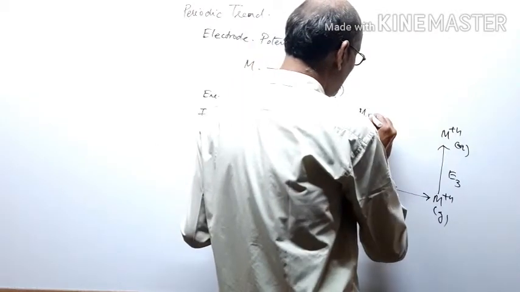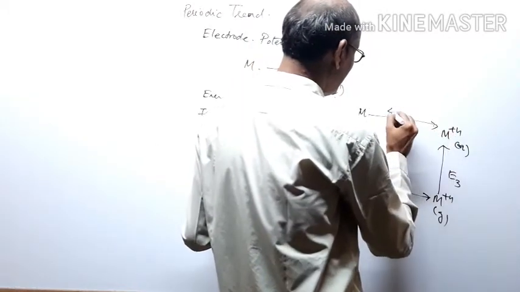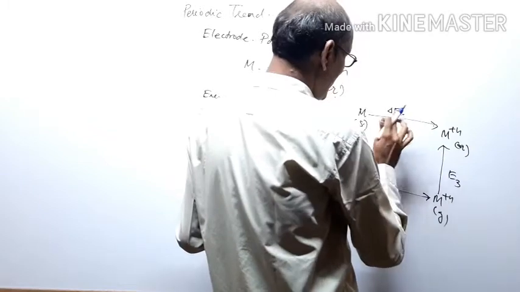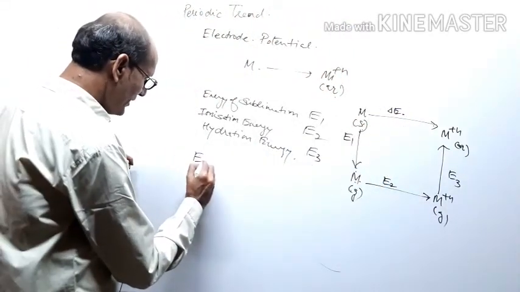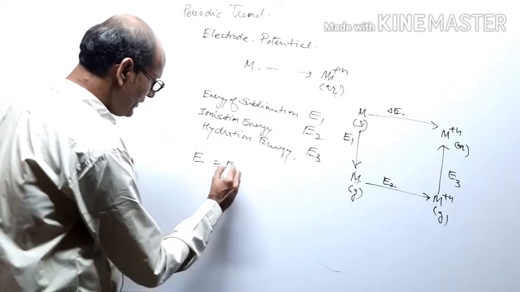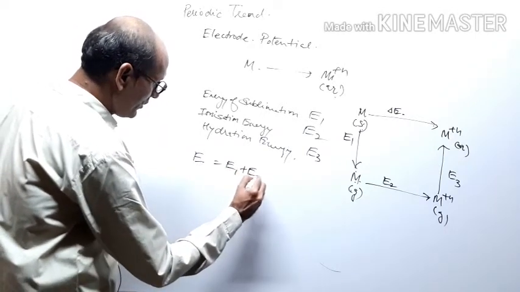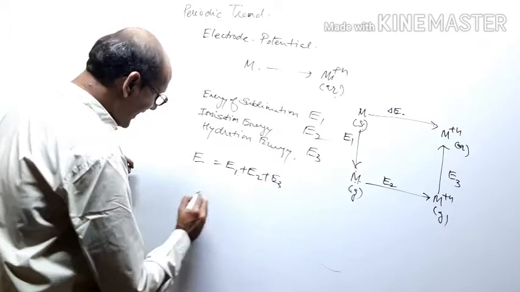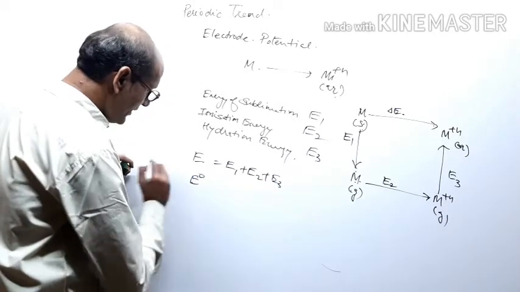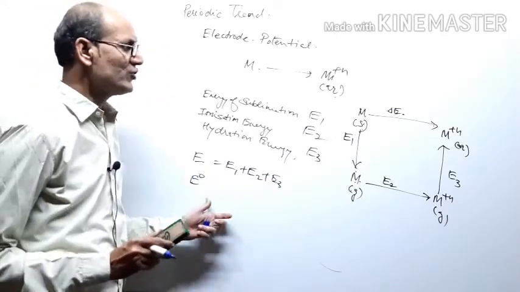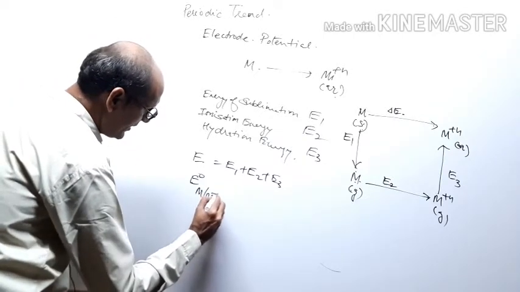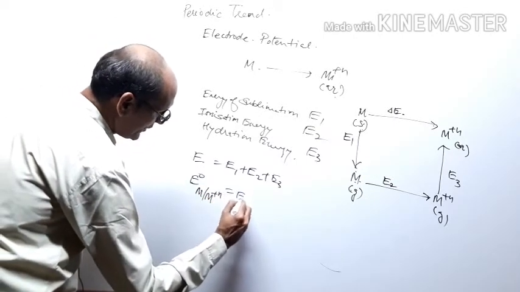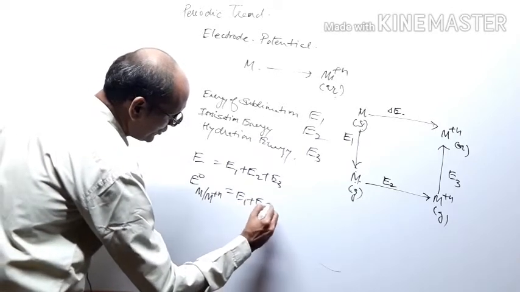That's mean the sum, we can say directly this is del E, or you can say total of this electrode potential is equals to E1 plus E2 plus E3, or you can say E0, standard electrode potential from M to M n plus, is equals to E1 plus E2 plus E3.